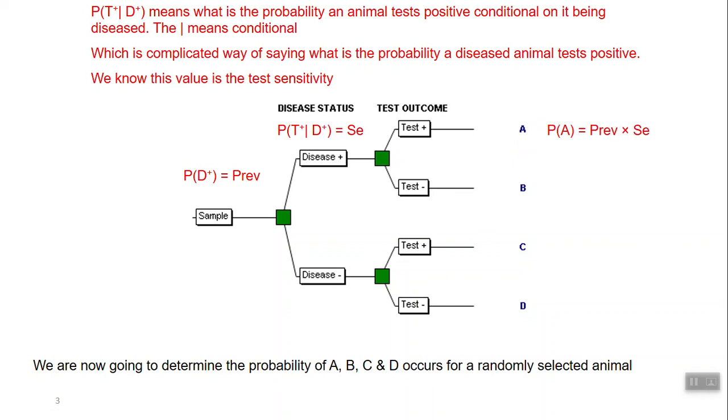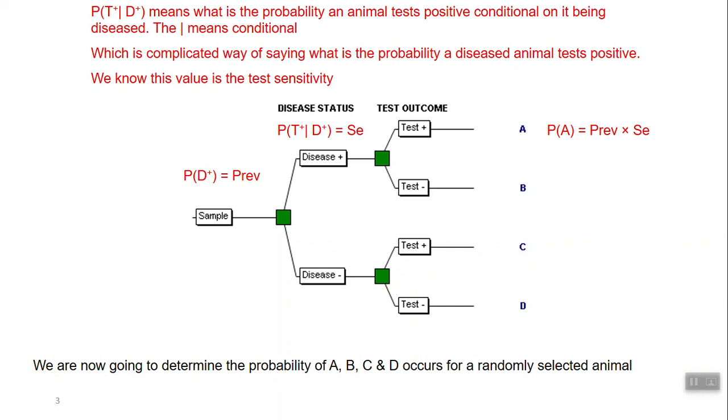So because we want to know the probability that firstly we have disease, and then the probability that we are going to test positive given we have disease, we're simply going to multiply these two probabilities together to determine what's the probability of A. And so that's prevalence multiplied by sensitivity.